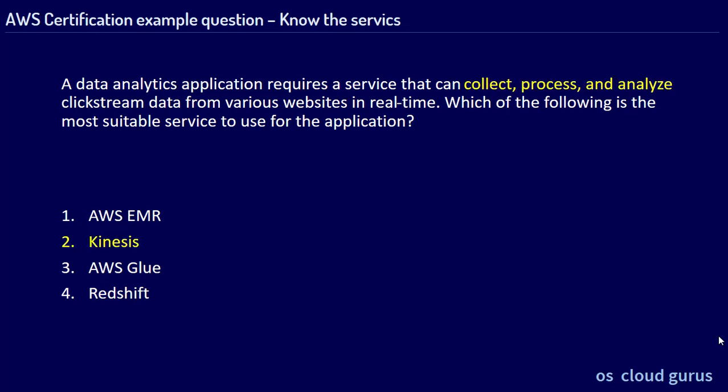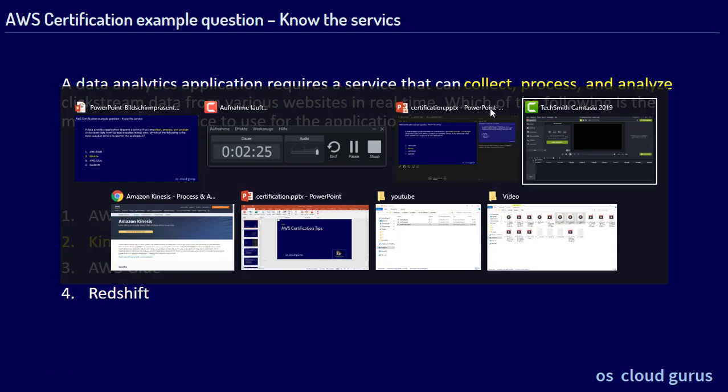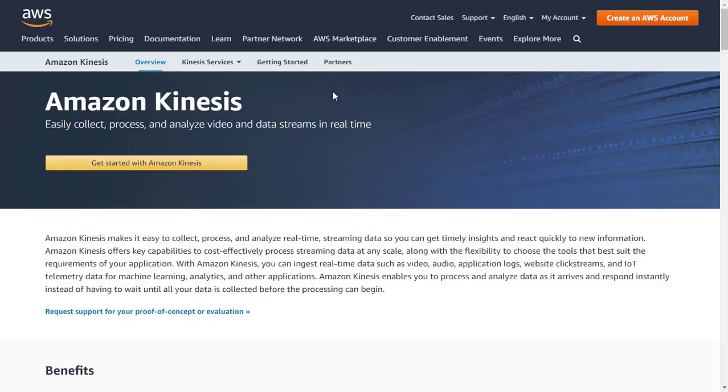The answer is Kinesis, because Amazon Kinesis makes it easy to collect, process and analyze real-time streaming data. And you find the answer here in the description of this question. And what do you have to know about Kinesis? How well do you have to know Kinesis to answer this question?